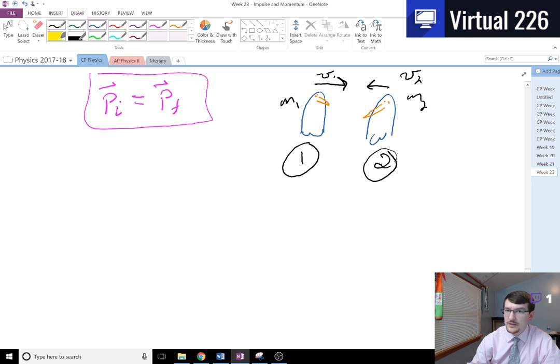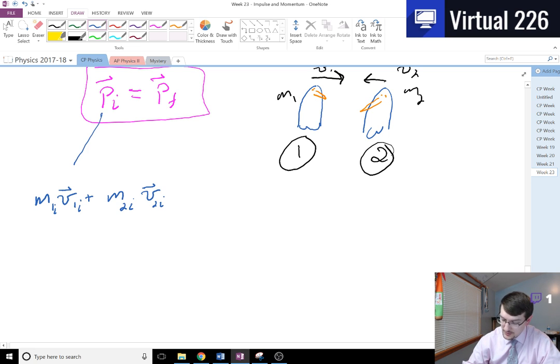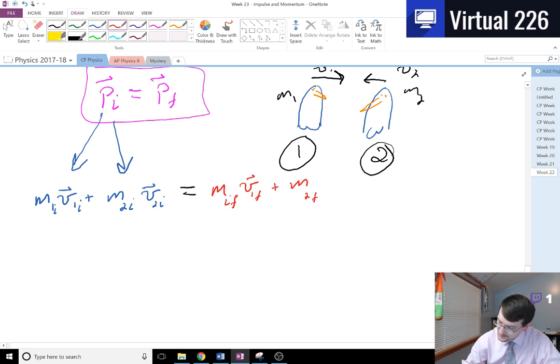We know momentum is mass times velocity. So the mass of object 1 times the velocity of object 1 plus, and these are initial quantities, the mass of object 2 initially times the velocity of object 2 initially. These are our initials. Equals the mass of object 1 at the final state times the velocity of object 1 at the final state plus the mass of object 2 at the final state times the velocity of object 2 at the final state.